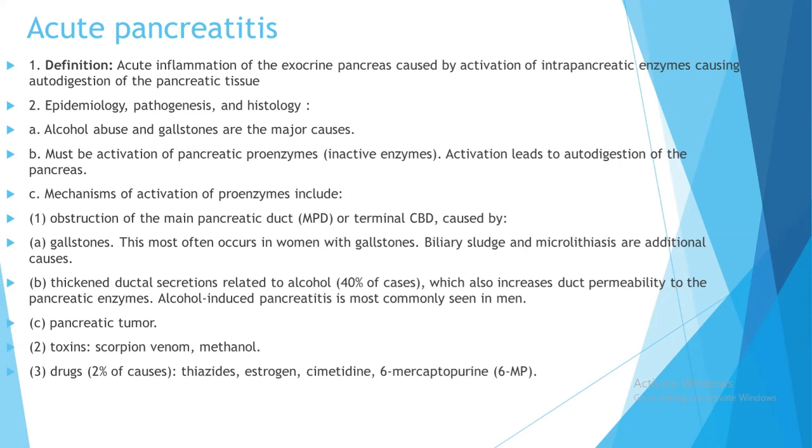The mechanism of activation of proenzymes includes obstruction of the main pancreatic duct or the terminal common bile duct. This is caused by gallstones, which most often occur in women. With alcohol, it is due to thickened ductal secretions, which also increase duct permeability. Also, there may be a pancreatic tumor, toxins like scorpion venom, and drugs. One mnemonic you might remember about pancreatitis is I GET SMASHED.